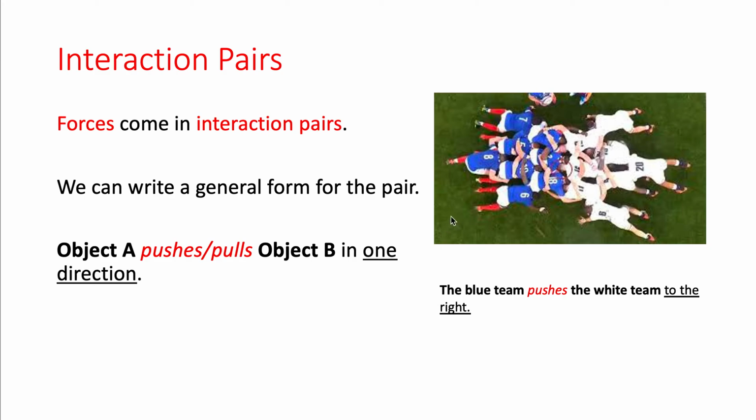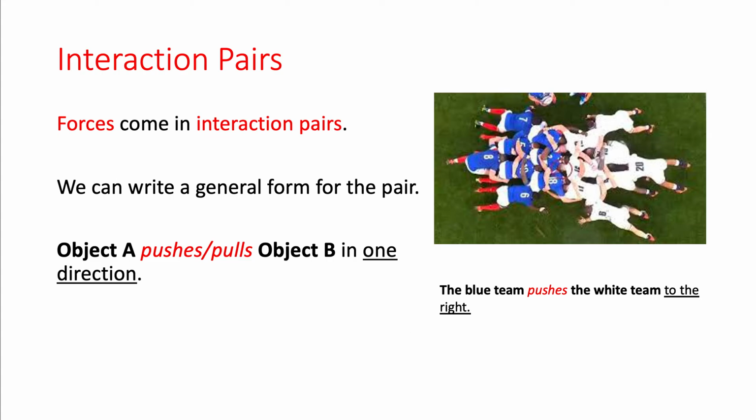We take the example of the picture here. We've got two rugby teams. The blue team is pushing the white team to the right. Now, there are many other forces involved in a situation such as this, in a scrum in rugby. However, what we want to do now is identify the interaction pair, i.e. we want to identify the other force, one of two, in this system.